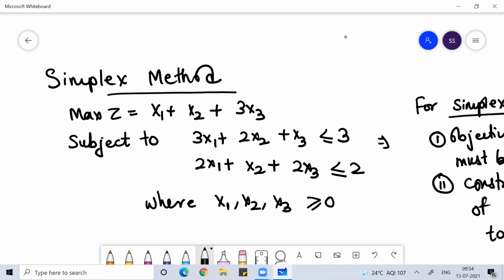In order to solve the problem by simplex method, we look into the constraints. How many constraints are there? That many variables will be introduced into the problem. If we see in this problem, we have two constraints. So I'll introduce two slack variables to convert the linear inequation into linear equation. Everyone clear with this much part, right?